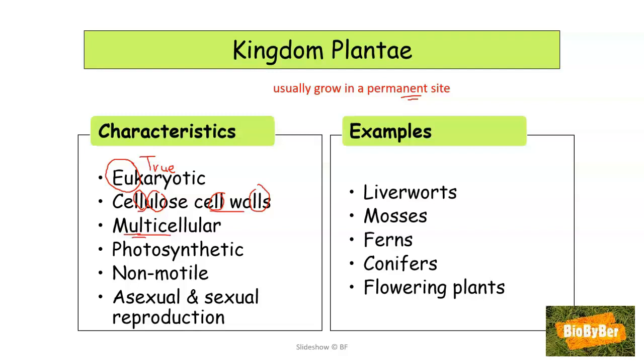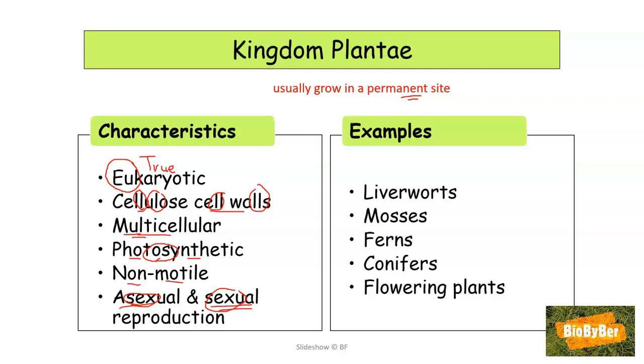Kingdom Plantae organisms are photosynthetic. They carry out photosynthesis and they don't move from place to place. So the organisms in Kingdom Plantae are non-motile. They can carry out asexual reproduction and sexual reproduction. As we know already, asexual reproduction involves one parent and sexual reproduction involves two parents.